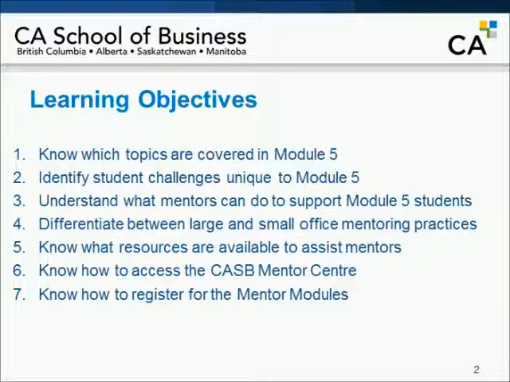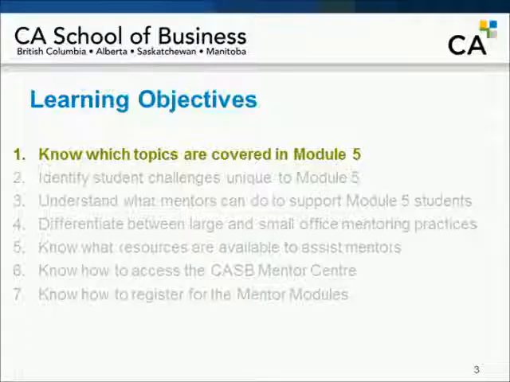By the end of this session, you will know which topics are covered in Module 5, be able to identify student challenges that are unique to Module 5. Please note that general challenges common to all modules are covered in the Framework for CASB Mentor session. Understand what you can do to support your Module 5 students. Differentiate between mentoring practices that work best in smaller training offices and those that are more suitable to larger training offices. Know what resources are available to assist you. Know how to access the CASB Mentor Center, and know how to register for the mentor modules.